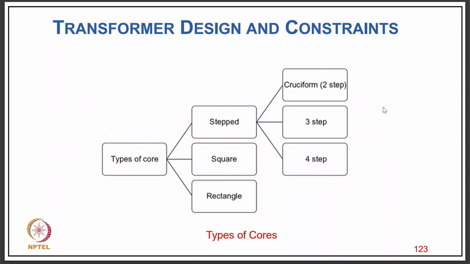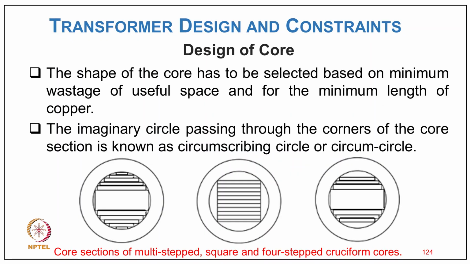So you can have different kinds of core, like a stepped core, square core, or rectangular core, and then with more steps: if it is a cruciform, we call it 2 steps, or you have 3 steps or 4 steps or a higher number of steps for higher rating transformers. This is the typical construction. The shape of the core has to be selected based on minimum wastage of useful space and minimum length of copper, as you have a circular winding on the core. The imaginary circle passing through the corners of the core section is also called the circumscribing circle or circumcircle, as you can see in the different shapes of the core.